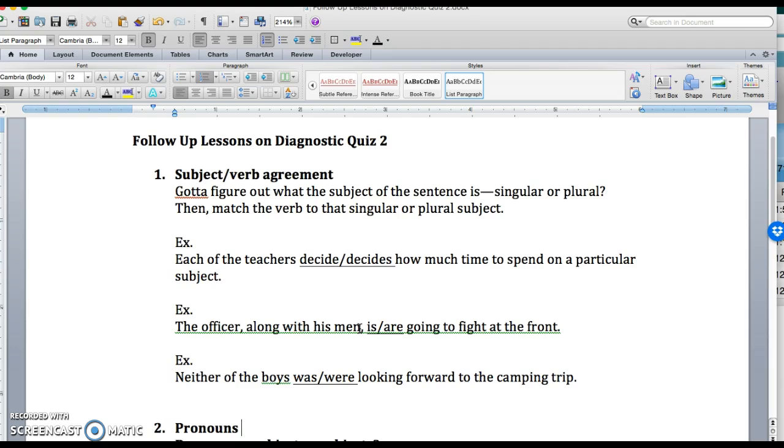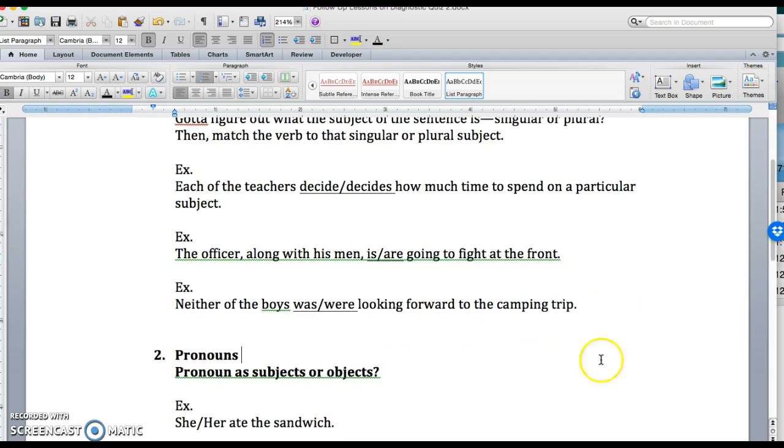Okay? Next one. Neither of the boys was or were looking forward to the camping trip. Again, neither is like each. Neither, it's either one or the other. Either and neither means you're really referring to one of the boys and not both of the boys. And so it's a singular subject.